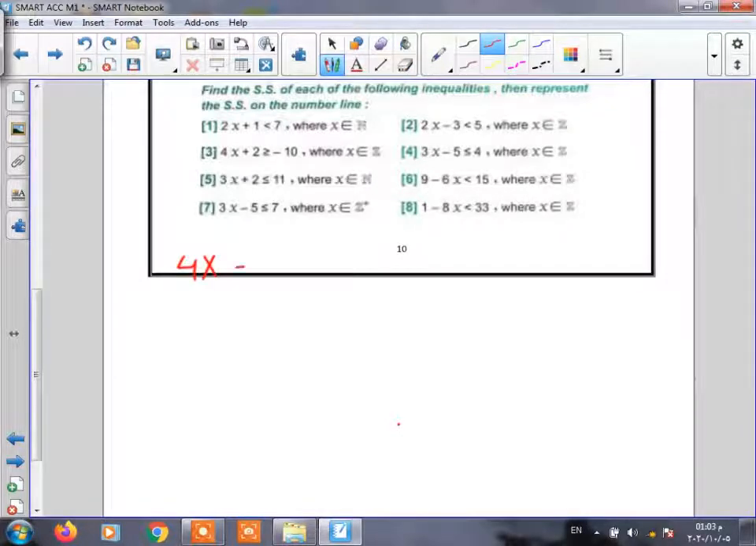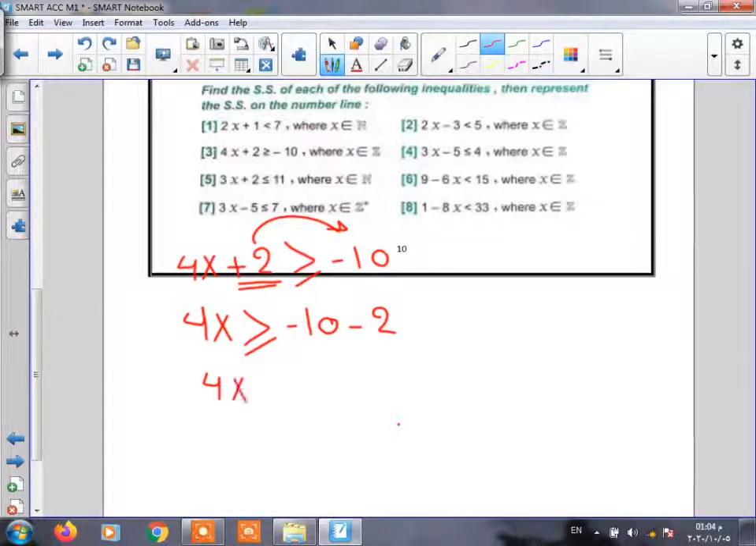Here we have 4x + 2 ≥ -10. You can solve quickly, try to be faster than me, and check your answer. We take plus 2 to the other side and change the sign to negative: 4x ≥ -10 - 2, so 4x ≥ -12. Then I take the 4 to the other side, changing from times into divided: x ≥ -12 divided by 4, so x ≥ -3.